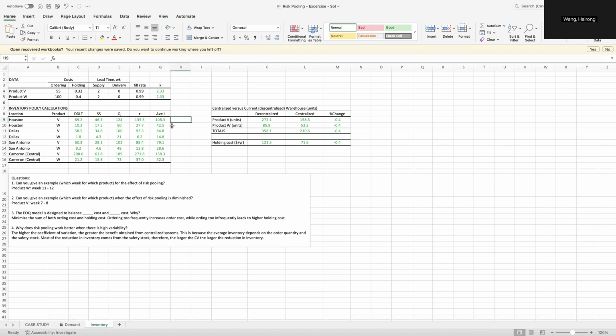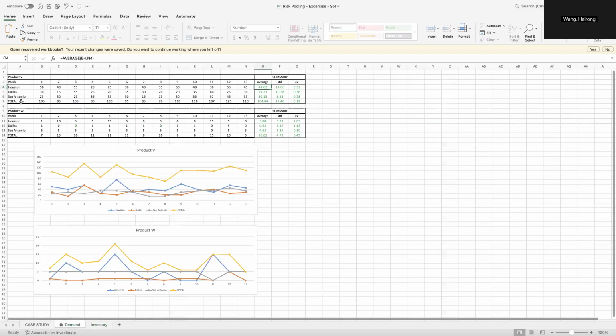Then we do the same thing for different products and for different locations. After that, we also want to do the same calculation for the centralized manufacturing center. So we calculated DDLT, SS, Q, and R in the same way, but using the information for the total.